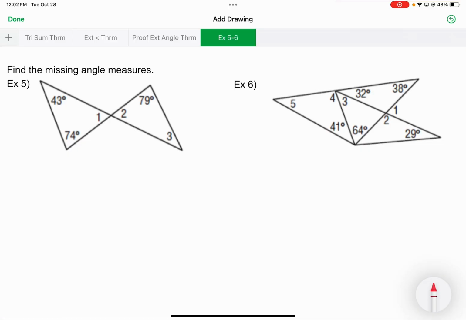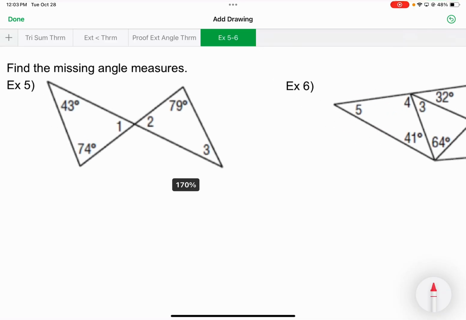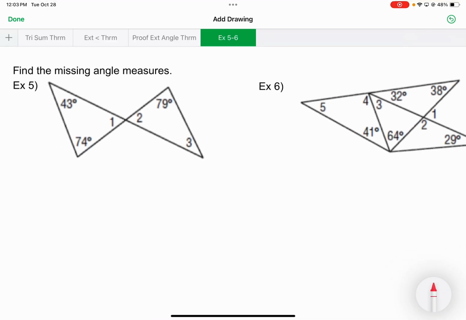Anyway, I kind of like these because these problems are like big puzzles. Like, look at 6. 6 is intense. There's so much going on. So what it wants us to do is find the measure of each one of the angles. We have to use our knowledge of triangles in order to do that.